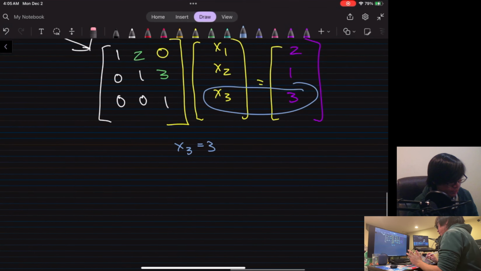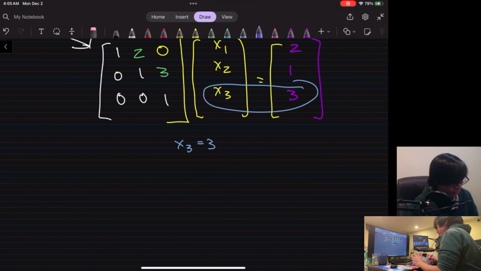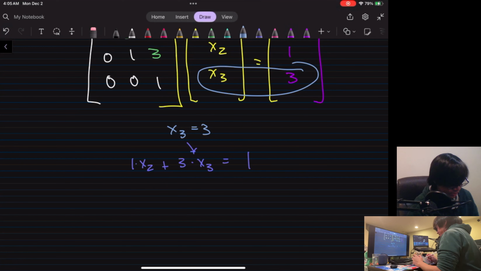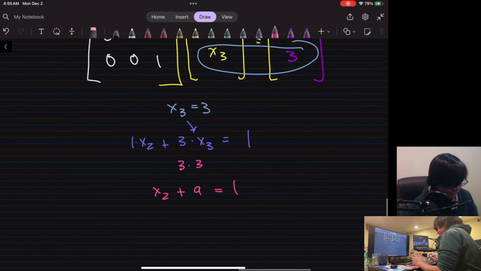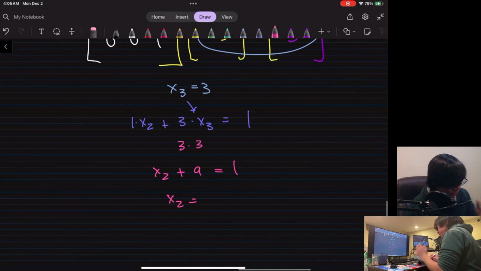So we go from the bottom up. So we have a 1 times x2, I'll just write it like this, plus 3 times x3, and we know x3, and this is all equal to 1. So if x3 is 3, you have x2 plus 9 is equal to 1, so x2 must be equal to 1 minus 9, which is negative 8.